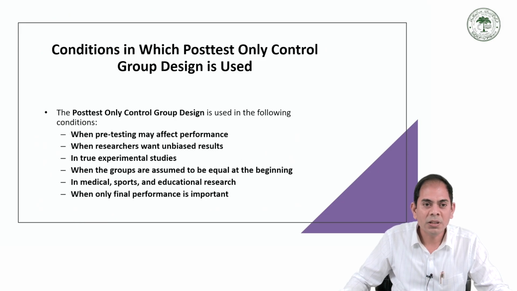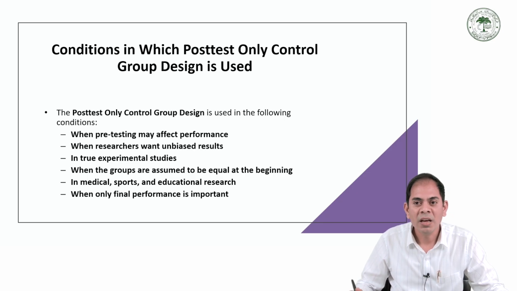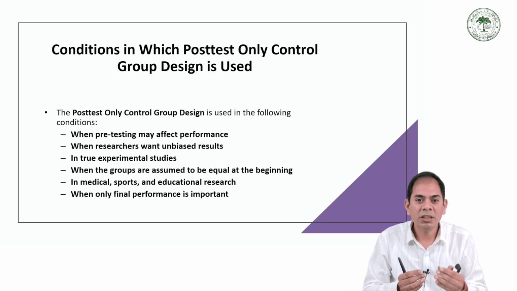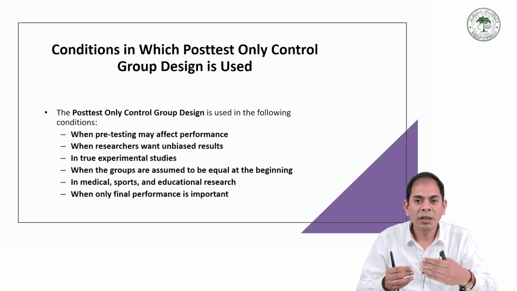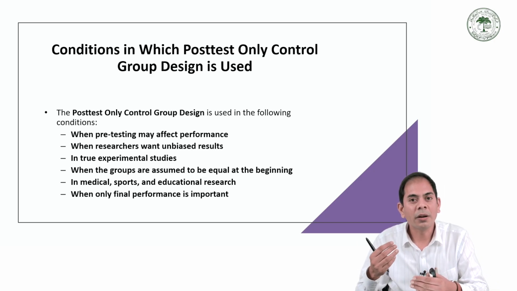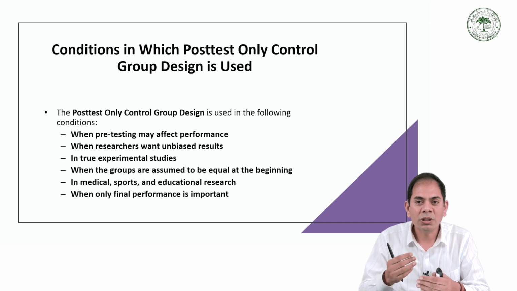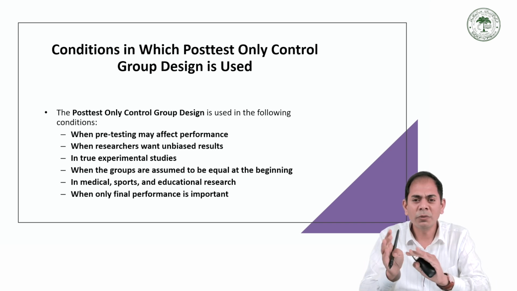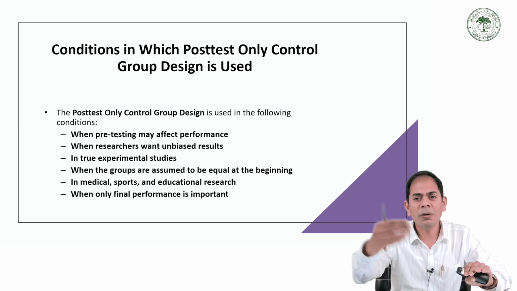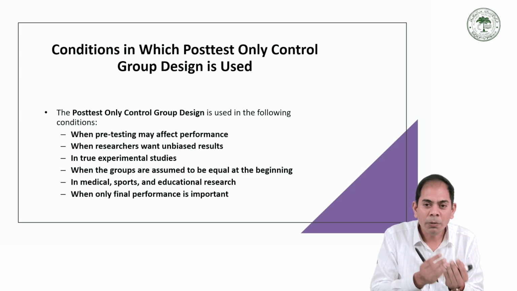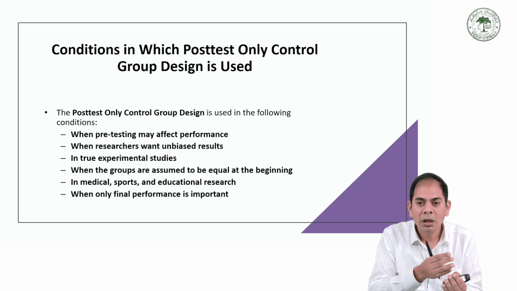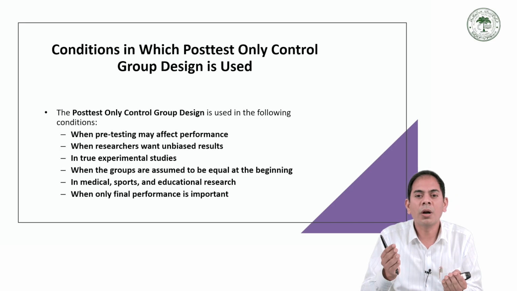Next important thing is which conditions lead us to select a post-test only control group research design. It is used in the following conditions. First, pre-testing may affect performance. Sometimes taking the pre-test can influence the participants' learning, practice, and behavior. So researchers avoid it because it affects the performance. So we try to avoid this. You go directly for the treatment and then record the observation. Next important thing is when the researcher wants unbiased results. It is helpful to reduce the testing effect and gives a more natural outcome.